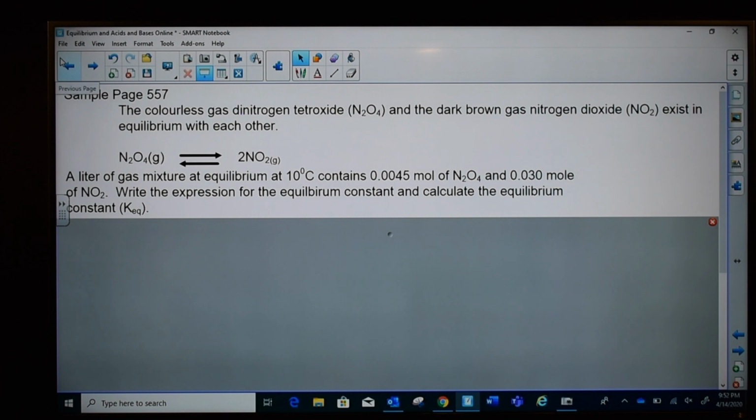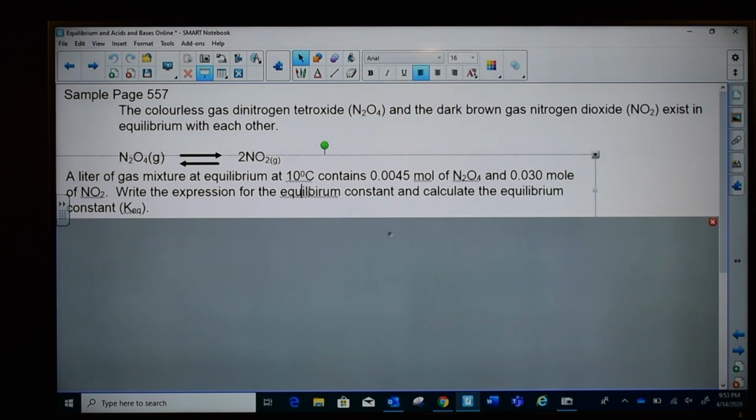Alright, one example, then I'll set you free with your homework. Colorless gas, dinitrogen tetroxide, and the dark brown gas, nitrogen dioxide, exist in equilibrium with one another. So there we are. The reactant, the product, and the double-headed arrow, which means the system is going back and forth. A liter of gas mixture at equilibrium contains 0.0045 moles of N2O4 and 0.03 moles of NO2. Write the expression for the equilibrium constant and calculate the equilibrium constant.